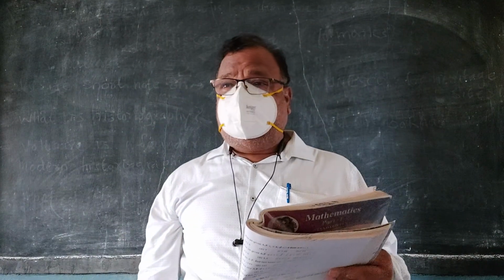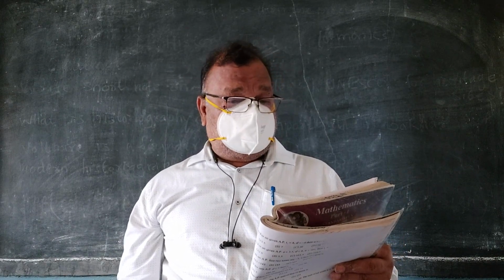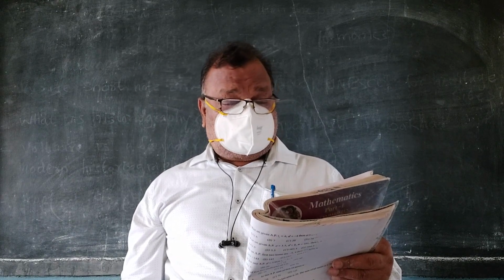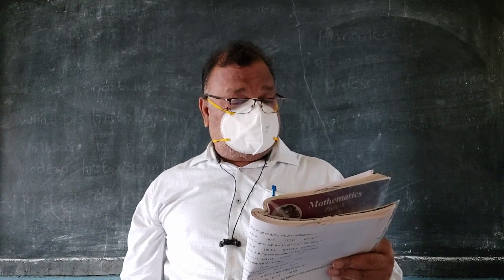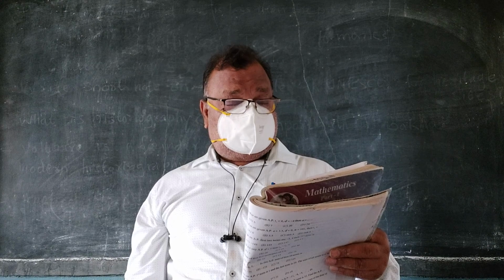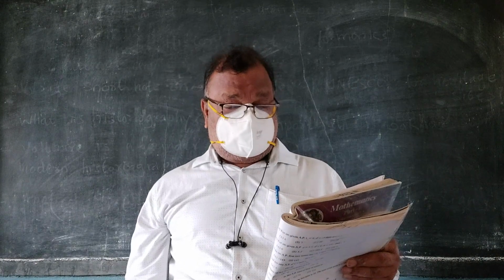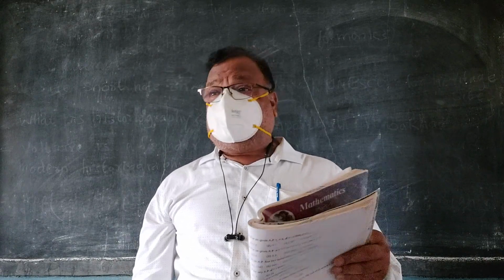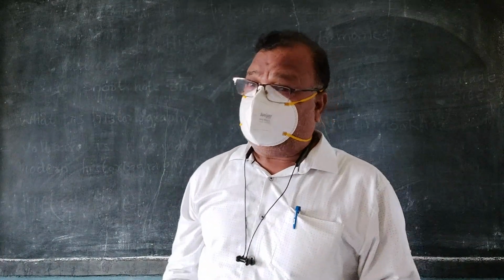Now from exercise 3.4, we are going to study the third example. Sachin invested in a national savings certificate scheme. In the first year he invested rupees 5,000, in the second year he invested rupees 7,000, in the third year he invested rupees 9,000. Find the total amount he invested in 12 years.